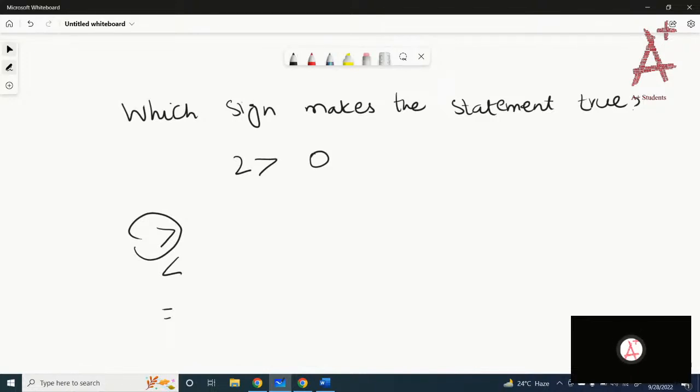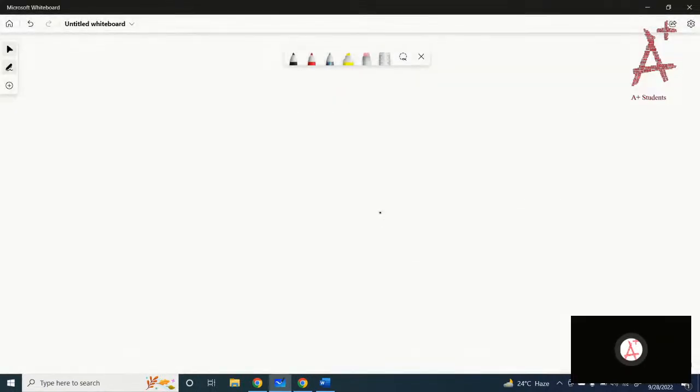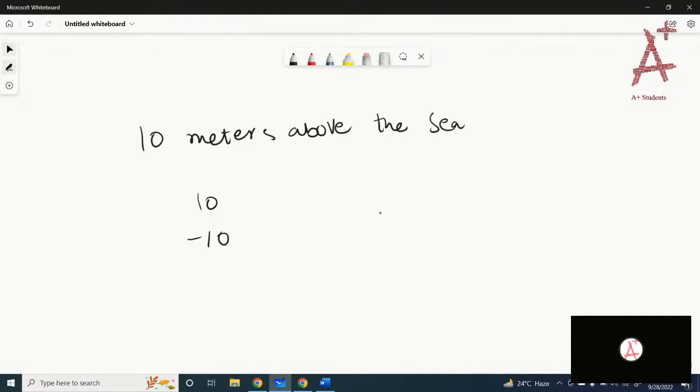Okay, the next one is which integer represents the scenario? And the scenario is 10 meter above the sea level. So, which is the correct one? Positive 10 or -10? Very good. It is positive 10 because it's above the sea level. That means there is something greater than the level. So that means it's a positive number. So select the correct option and click on the OK button.